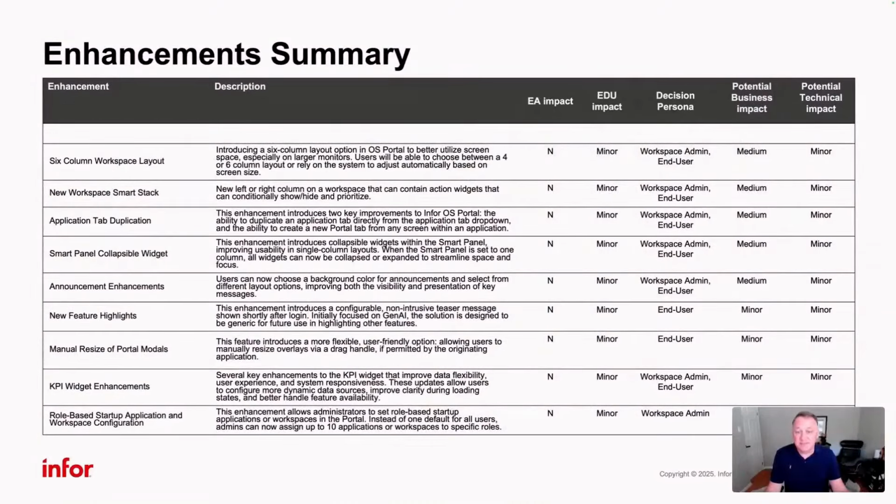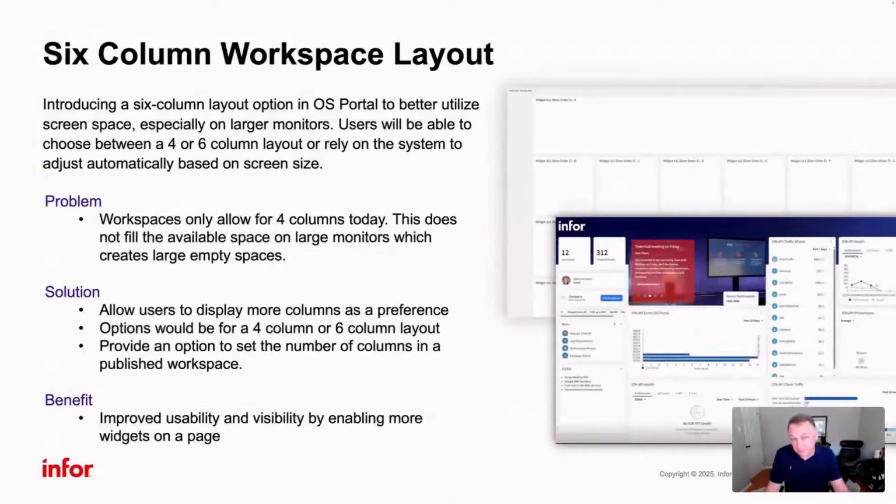There are lots of enhancements that are coming out in October, but we're just going to talk about a couple of them today. Probably the one that people have been asking for a long time now is a 6-column workspace layout. So today, when you see your workspace on a smaller or on a larger screen, you basically have a lot of white space on either side of that. And people ask us to give you more than 4 columns. So essentially, this just dials it up to give you 6 columns on a larger screen.